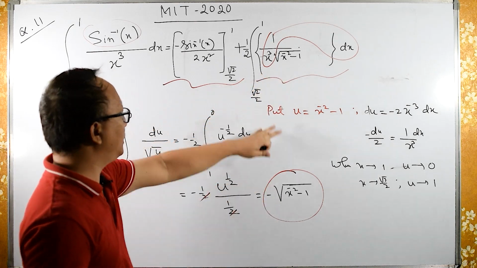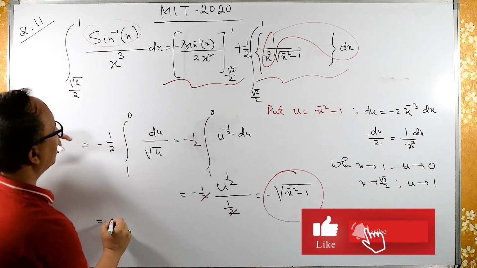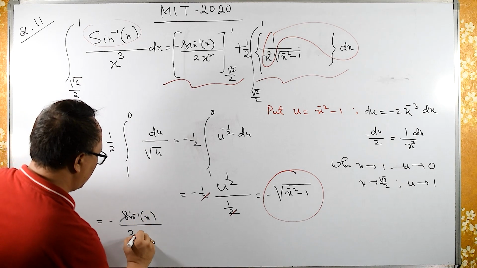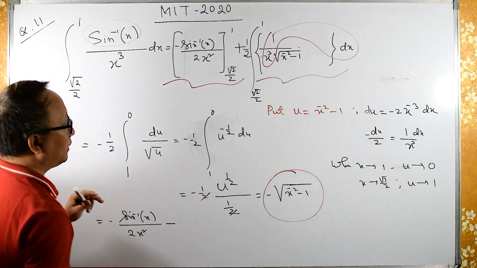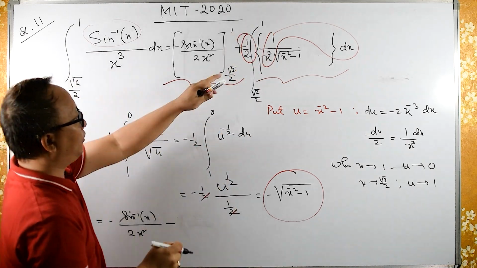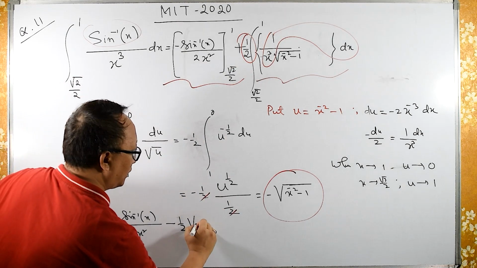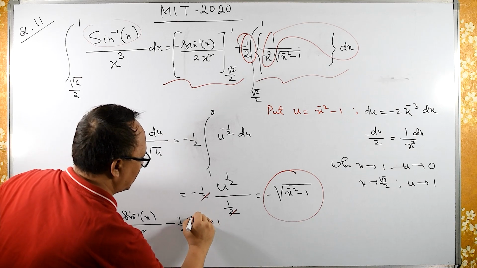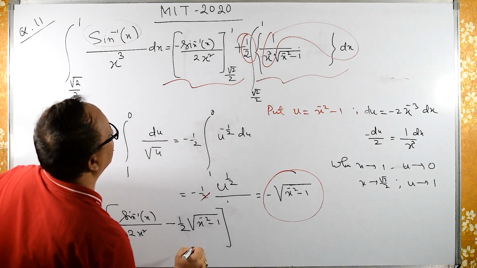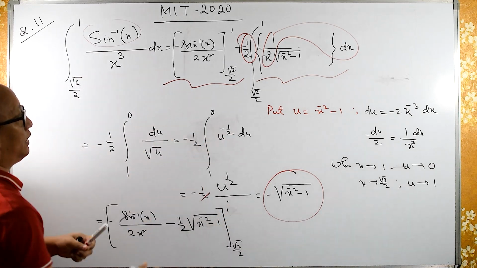Now let's substitute over here. Therefore this integral equals minus sine inverse x upon 2x square, minus, what we have already, half over here, so this will be half the square root of x raised to minus 2 minus 1, and the limit is from root 2 by 2 to 1. So I'll erase the rest of the things.